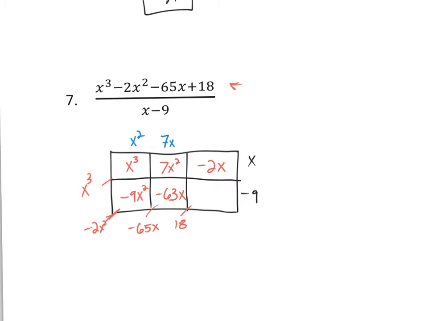Okay, so that works. Up top, something times x gives me negative 2x, so that's got to be a negative 2. And here's my checkbox. Negative 2 times negative 9. Double negatives make a positive. Positive 18. There's my check. Here's my answer. So the answer to this division problem is x squared plus 7x minus 2.